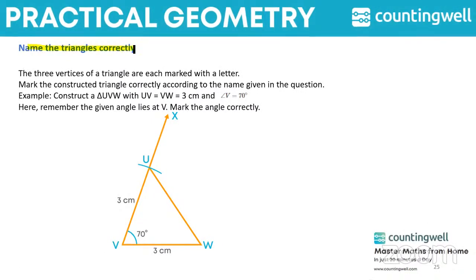Also, naming the triangles correctly is very important. For example, the 3 vertices of a triangle are each marked with a letter. Mark the constructed triangle correctly according to the name given in the question. For example, if you have to construct triangle UVW with UV equal to WV, WV equal to 3 centimeter and angle V equal to 70 degree, you have to remember that the given angle lies at V and not on W. So mark the angle correctly. That is why it is very important to first draw the rough sketch.